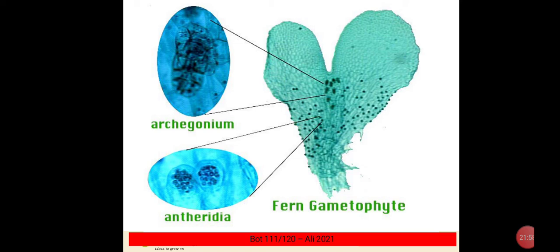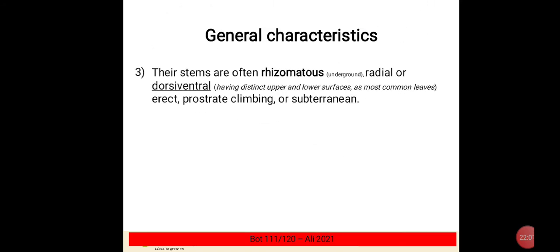Number three, their stems are often rhizomatous, meaning that the stems have structures known as rhizoids. These rhizoids obtain nutrients and water and also mineral salts from the soil or from the culture. If it is a culture meaning any growing place, that's a culture. Stems are often rhizomatous. They contain rhizoids which obtain nutrients.